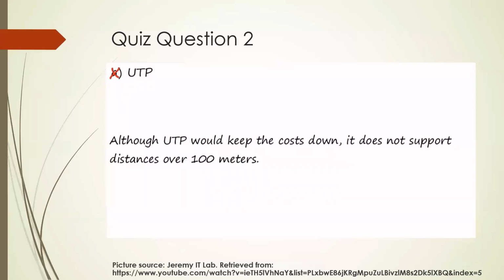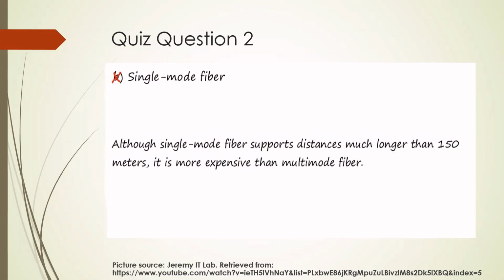Although UTP cable will keep the cost down, it does not support the distance because the maximum distance for UTP is 100 meters. For that cable, they were saying 150 meters. So after 150 meters, your signal attenuates. Despite the fact that you have been able to get a cheap cable, you have not been able to do the job because there's no communication. So that's why A is not the answer.